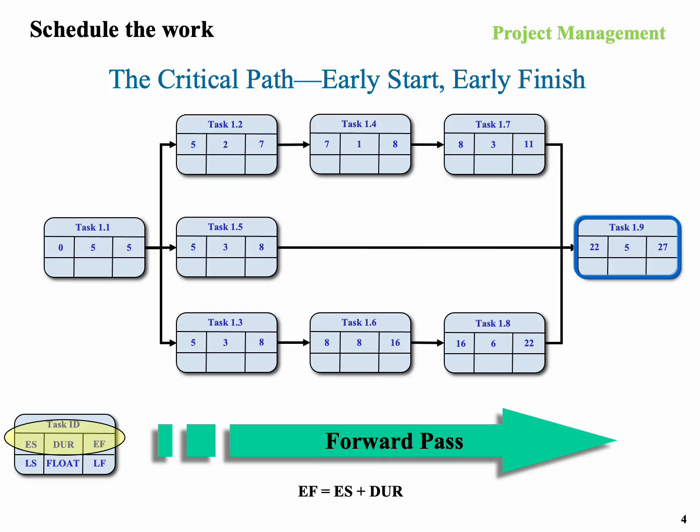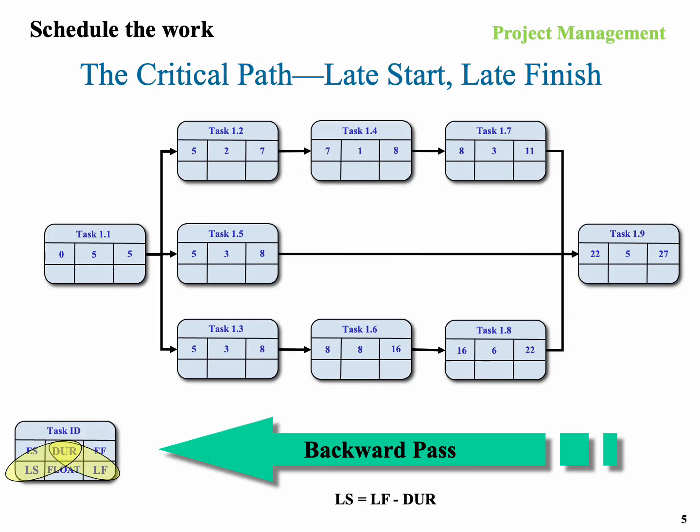Again, 27 minutes, 27 hours, 27 months, whatever duration or symbol or degree of time that you use for that, that's what it's really telling us. So that completes our forward pass. We'll go on and do a backward pass. Now we're going to do what's called a backward pass. We're going to start at task 1.9 and we're going to end up at task 1.1.